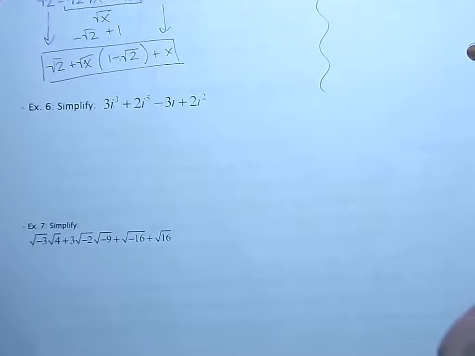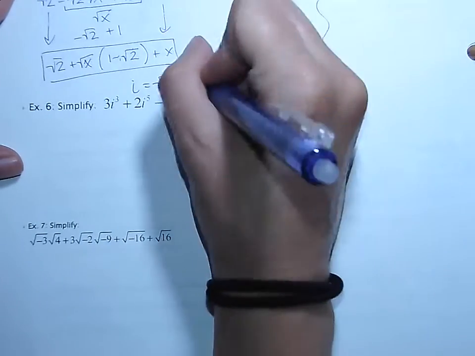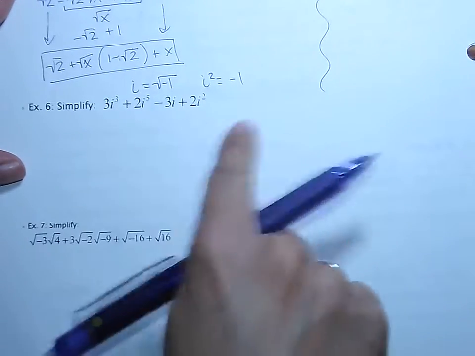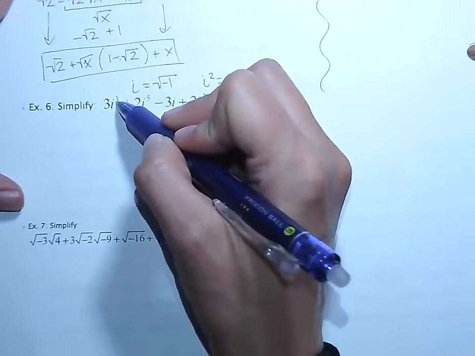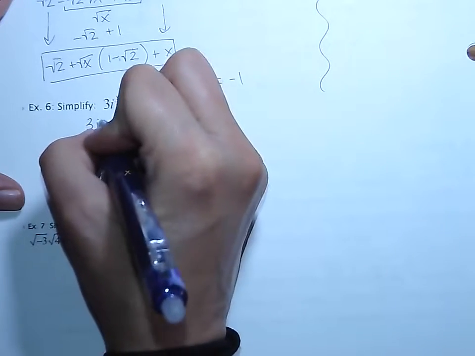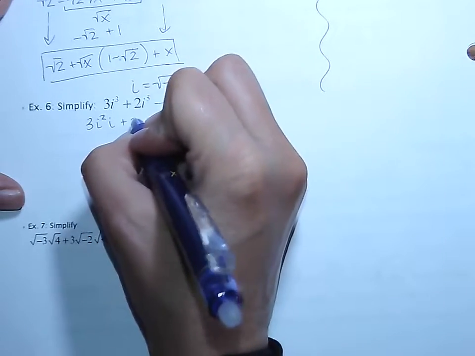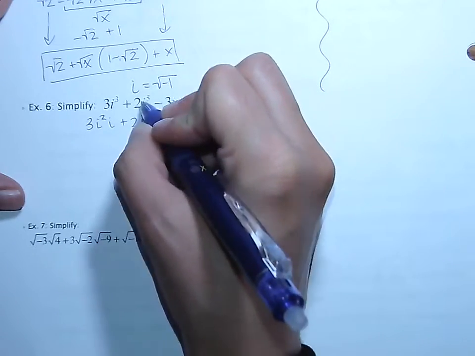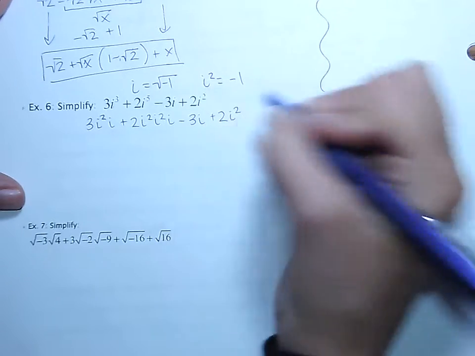Alright, for these next two, we need to remember a couple things. i is the square root of negative 1, and therefore i squared is just regular negative 1. Whenever we have i's, we're going to be looking for either i to the first power or i to the second power. We have two that are not either of those, so we want to break them down so that they are. So it's 3i squared times i. 1 plus 2 is 3. 2i squared i. 2 plus 2 plus 1 is 5. Minus 3i plus 2i squared. These two don't change.